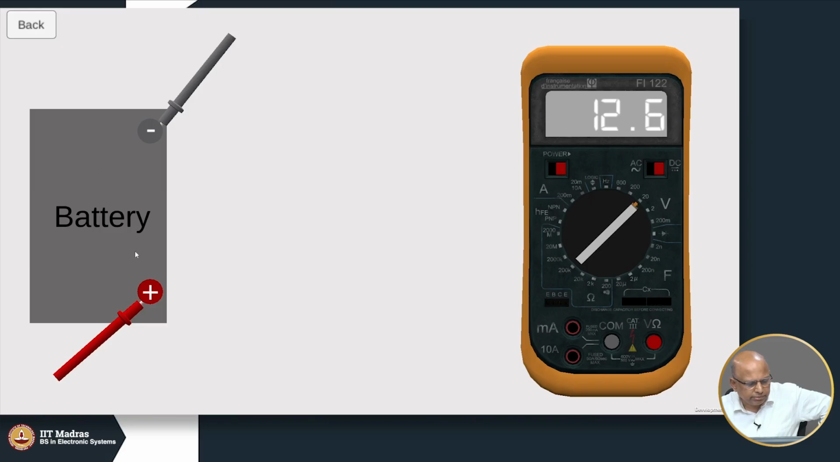So, there is a battery, possibly a car battery, it has 12 volts, but the actual measurement is shown as 12.6 volts. So, you understood. This gray one is the common or the ground, the red one is the place where you want to actually make the measurement. If you interchange them, you will get a negative value. You will get the negative value like this.